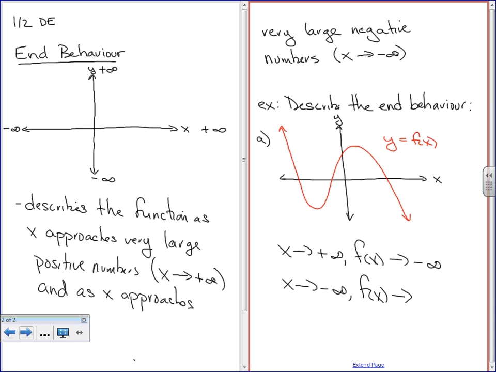And on the other side, as x takes on larger and larger negative numbers, where is my function heading towards? In positive infinity. So hopefully pretty straightforward stuff. You just look at the right side and look to see if your function's heading upwards or downwards. Look at the left side, look if it's heading upwards or downwards. Any questions on that? Okay.